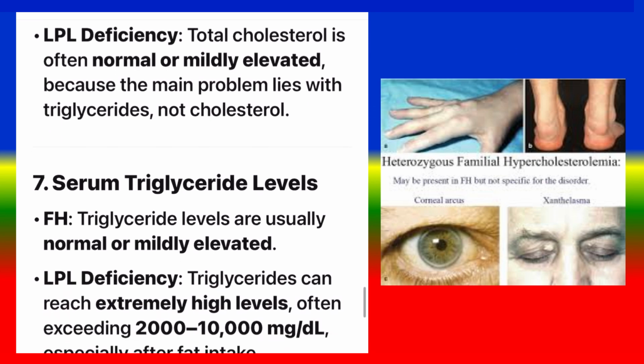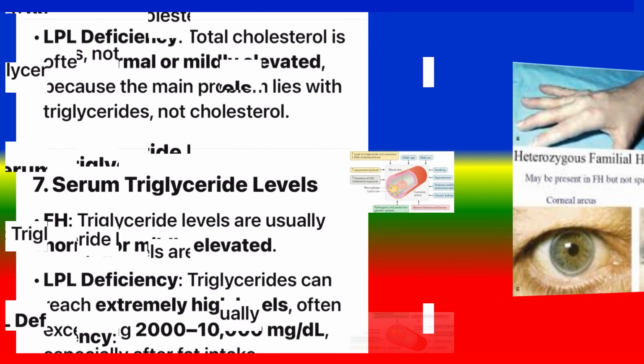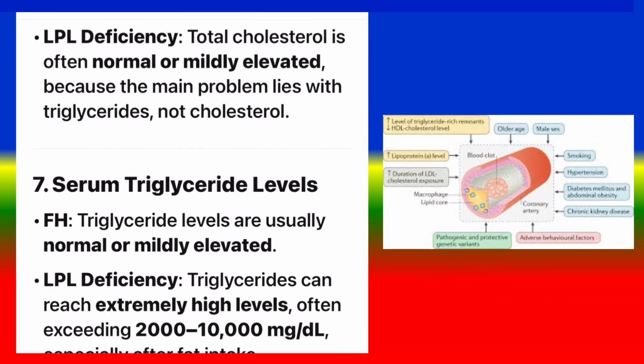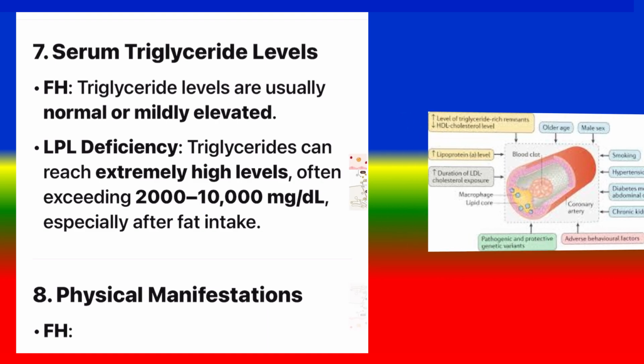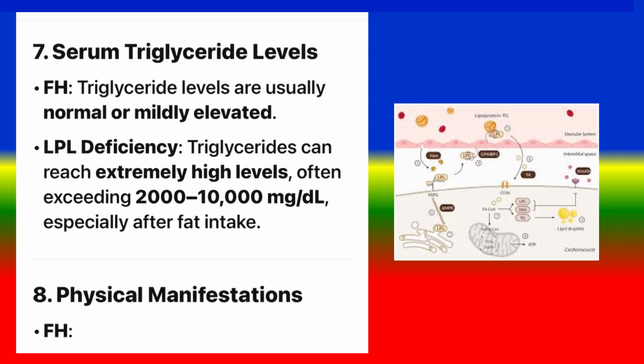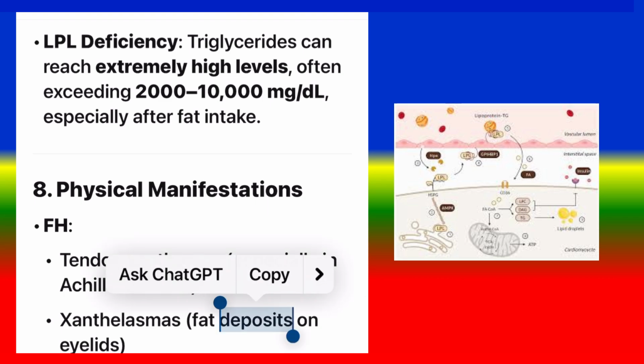LPL deficiency. Total cholesterol is often normal or mildly elevated because the main problem lies with triglycerides, not cholesterol. 7. Serum triglyceride levels. FH triglyceride levels are usually normal or mildly elevated. LPL deficiency. Triglycerides can reach extremely high levels, often exceeding 2,000 to 10,000 mg per deciliter, especially after fat intake.